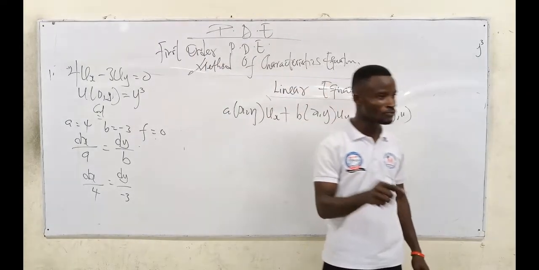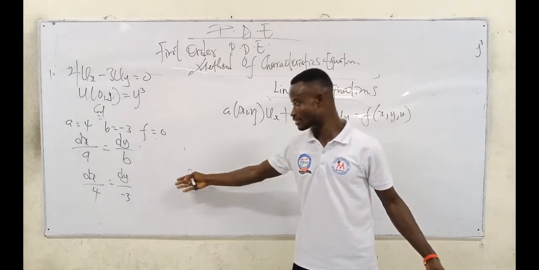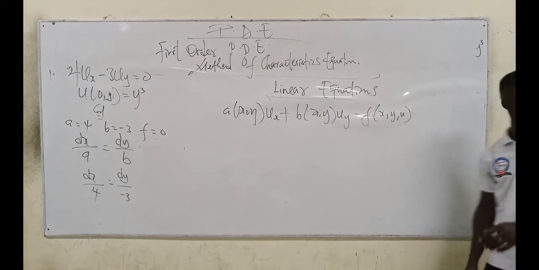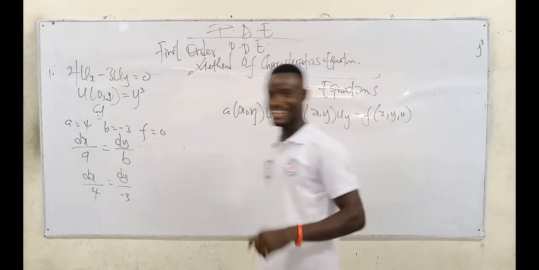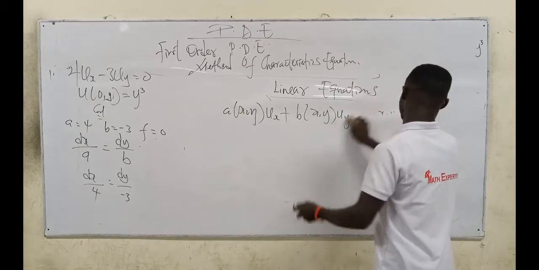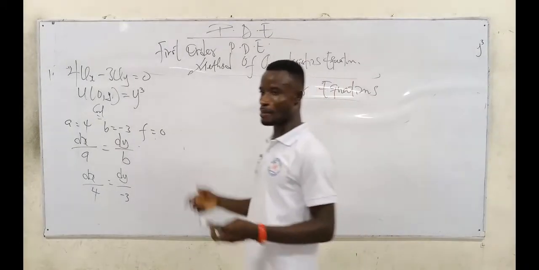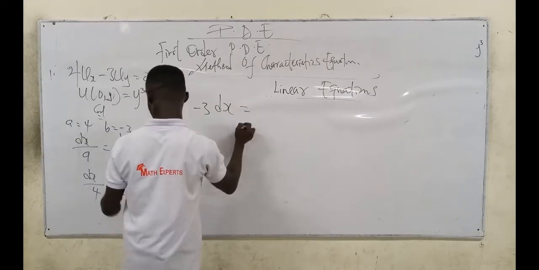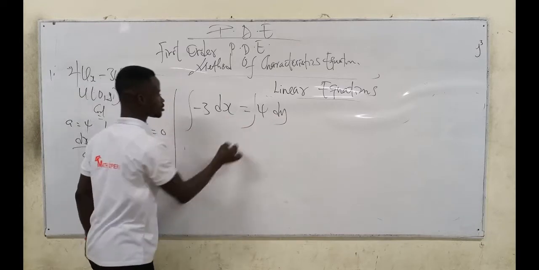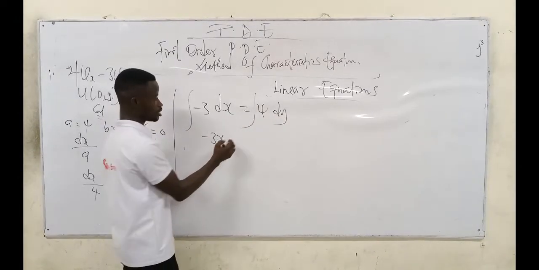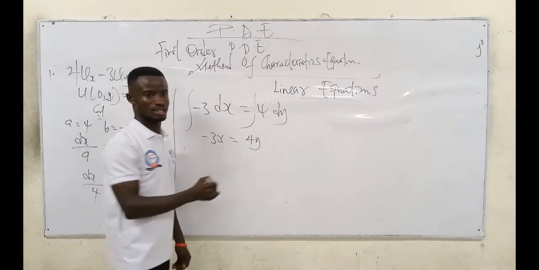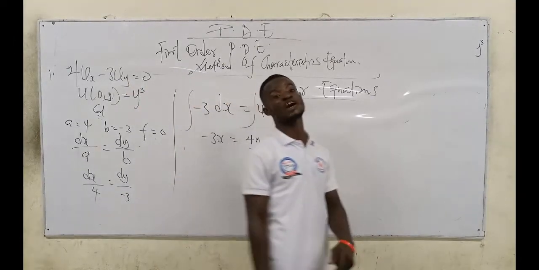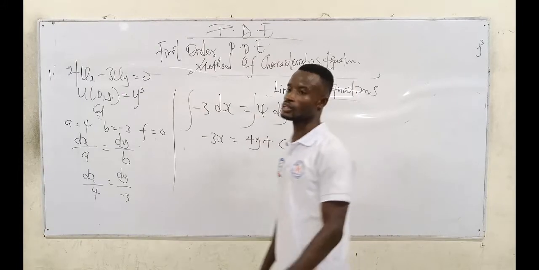So now, with the help of the characteristic equation, we have transformed the PDE to an ODE. And which technique is that? But don't worry. So we can cross multiply, negative 3, then integrate both sides. So we get negative 3x equal to 4y plus c. Here, don't go and write a function in terms of this, this is an ODE, so a single capital constant.